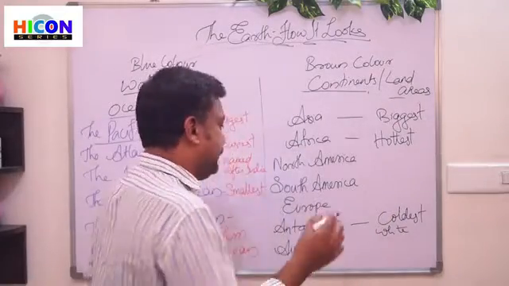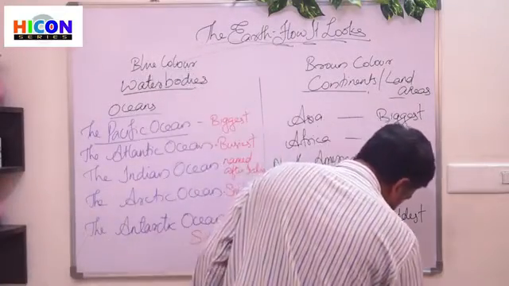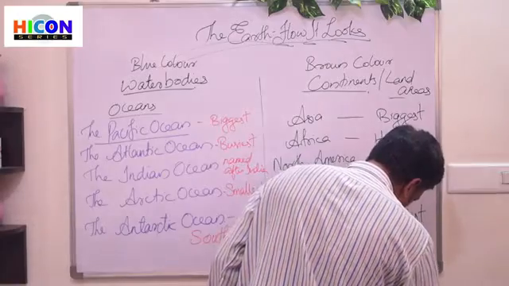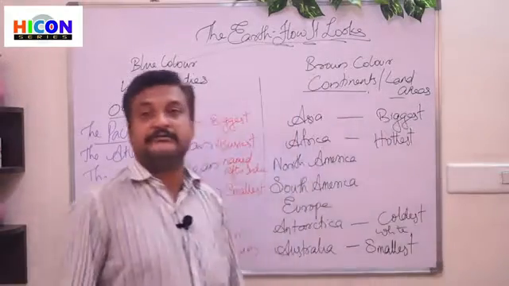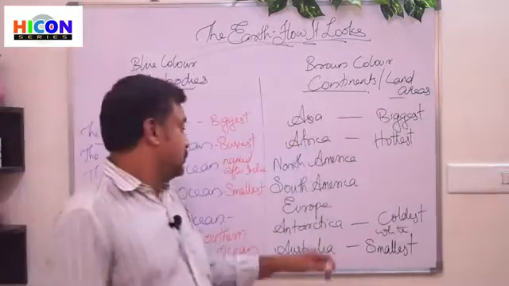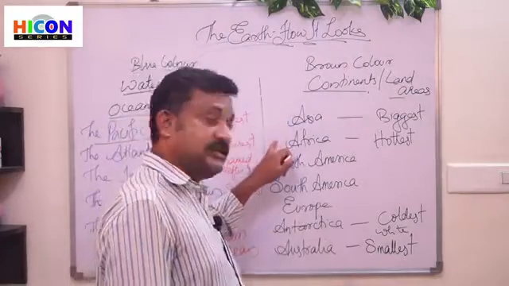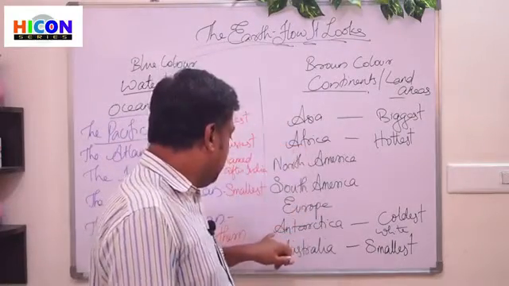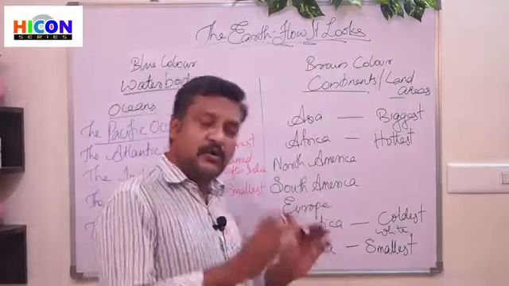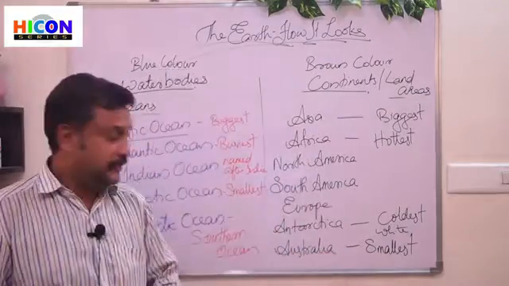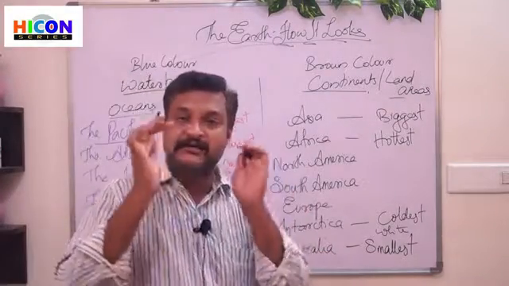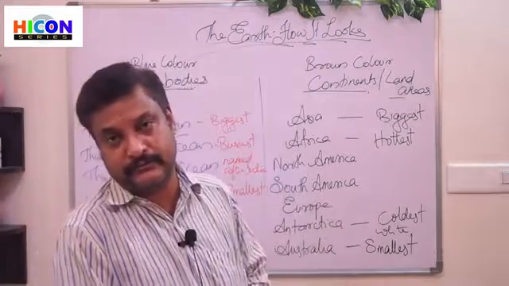And Australia is the smallest continent. Right? So, Asia is the biggest continent, Africa is the hottest continent, Antarctica is the coldest continent, and Australia is the smallest continent.